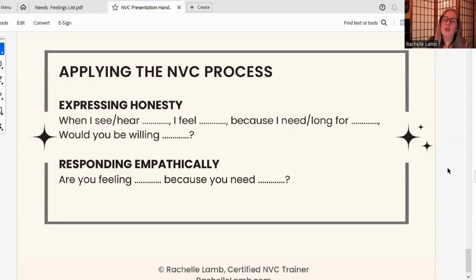So which one do you want to go with? We'll choose one. Is there one that appeals to you more? Let's go with activities. I hear a lot about activities.